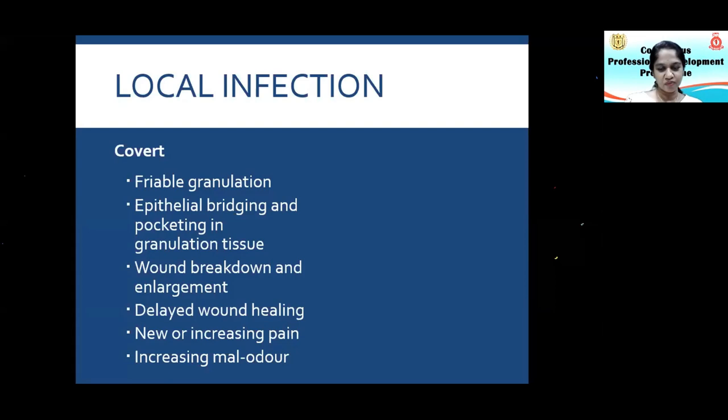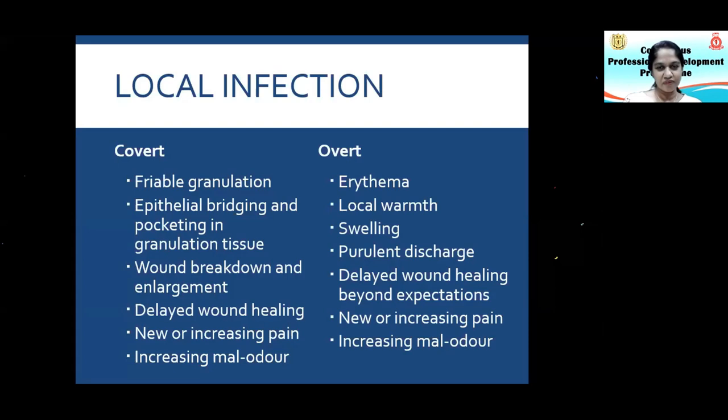ongoing covert infection. When you get a proper overt local infection, you get all the features of cellulitis with erythema, local warmth, swelling, and purulent discharge. This is the period that should be managed with antibiotics. Sometimes topical antibiotics would be enough if it is a mild infection, but sometimes oral antibiotics are needed.